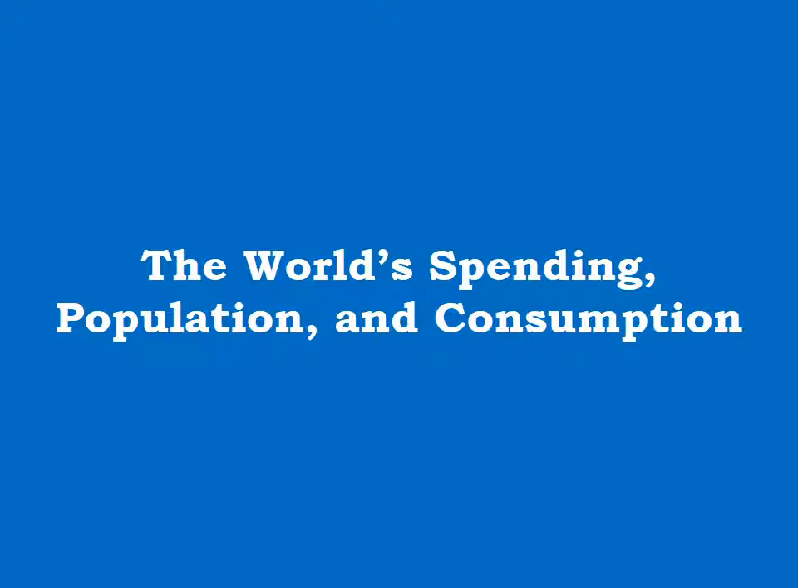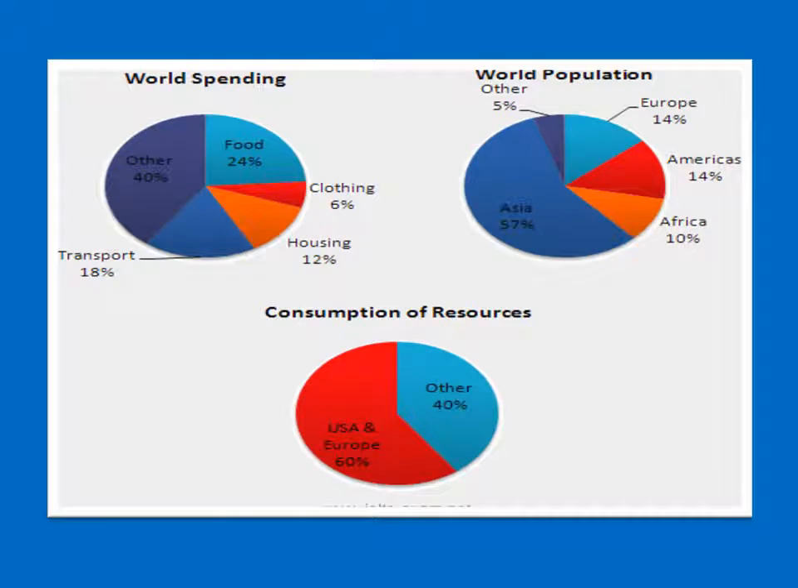So here we will take some pie charts, and this is the title of the graph: the world's spending, population, and consumption. So the world's population spending, how much money do people spend on something? And the population, the meaning, and consumption, to consume, to take something. Let's look at this graph. As you can see, we have three pie charts here, not only one.